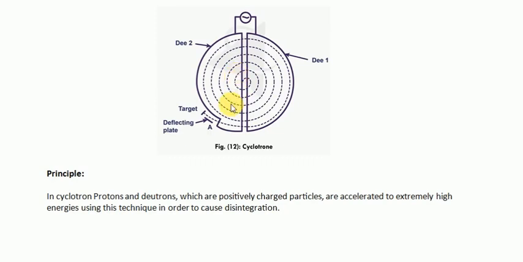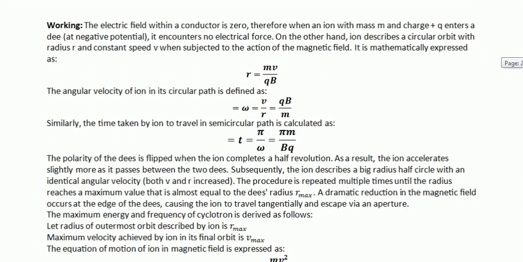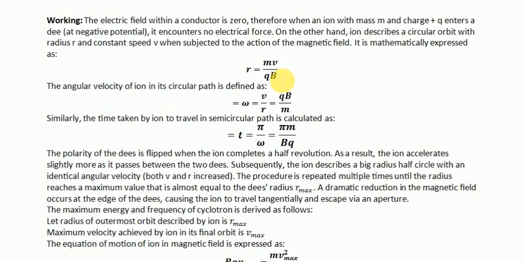Now here is where the cyclotron gets clever. A strong magnetic field is applied perpendicular to the D. The magnetic field causes the particle to follow a circular path within the D. The magnetic force keeps it moving in a circular path rather than letting it fly off in a straight line. This is due to the relationship between the magnetic field and the particle's velocity, which can be described by the equation r equals mv by qB.